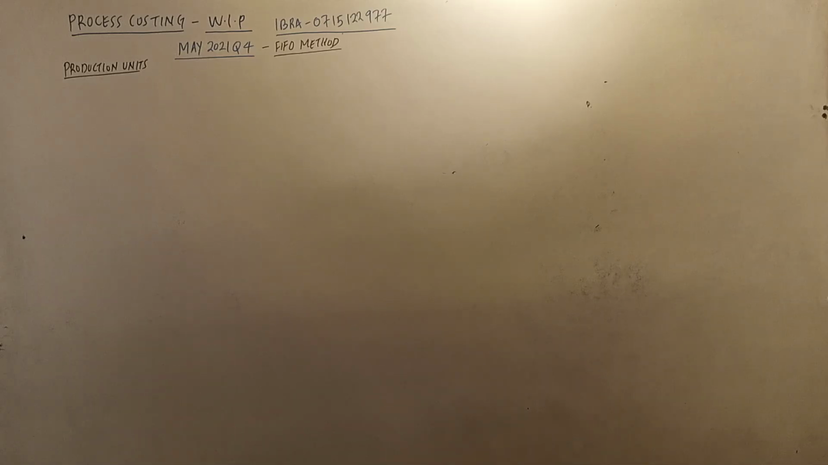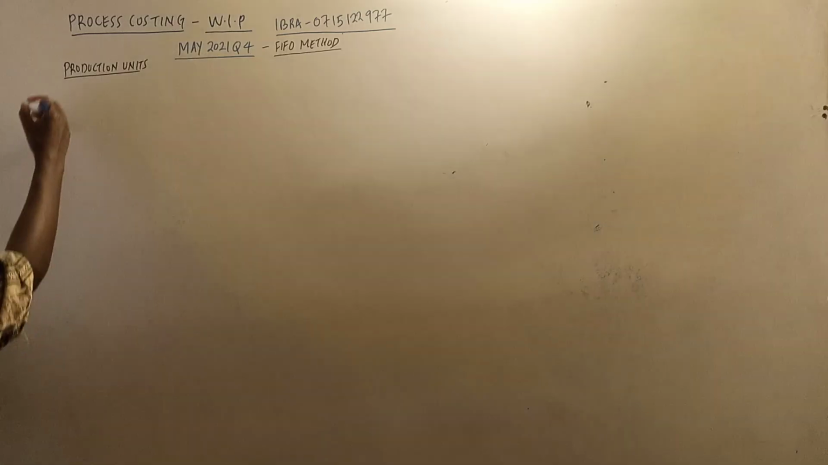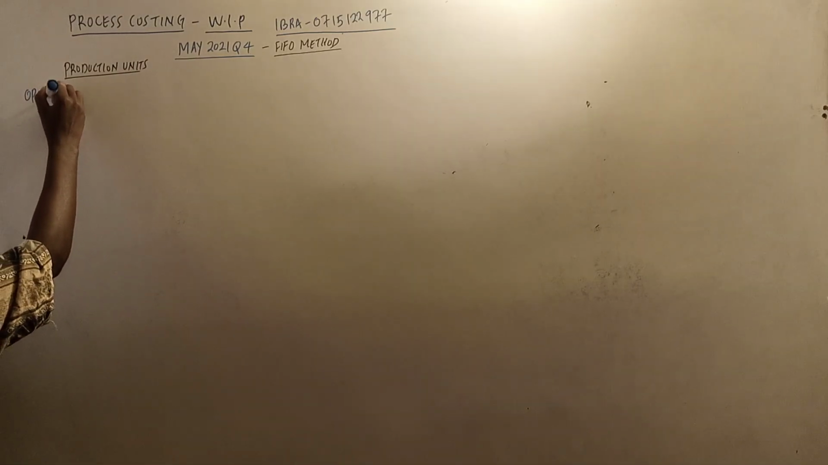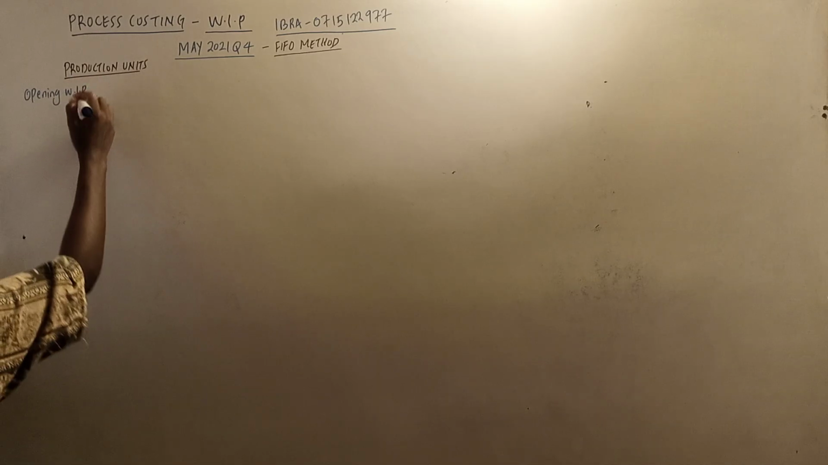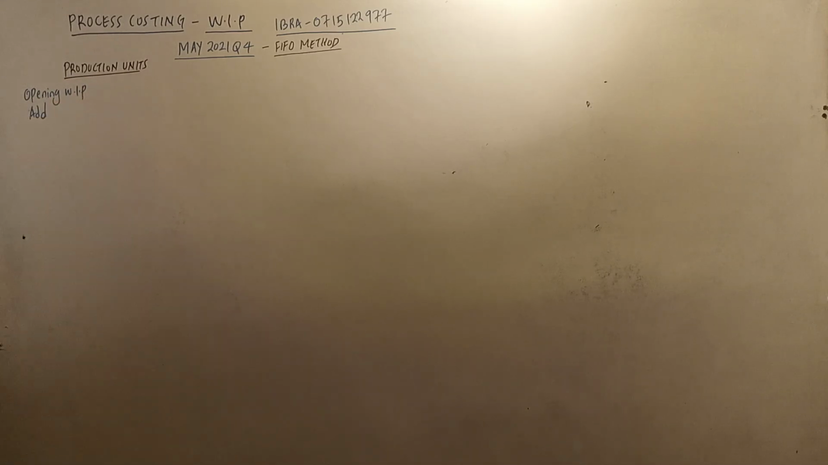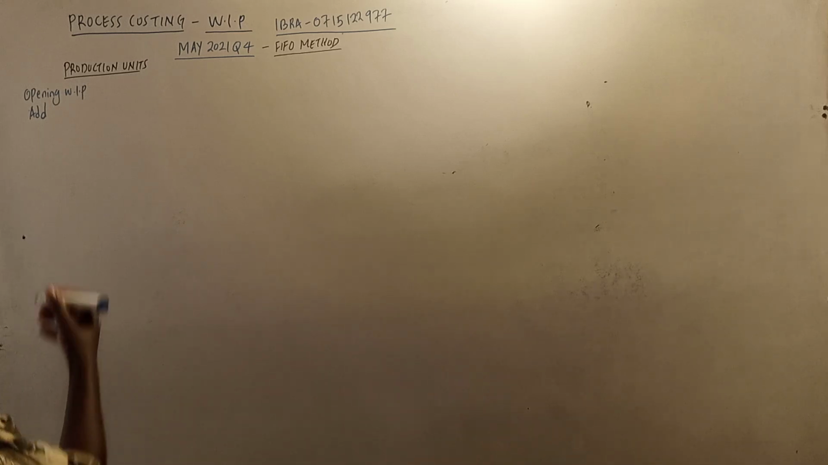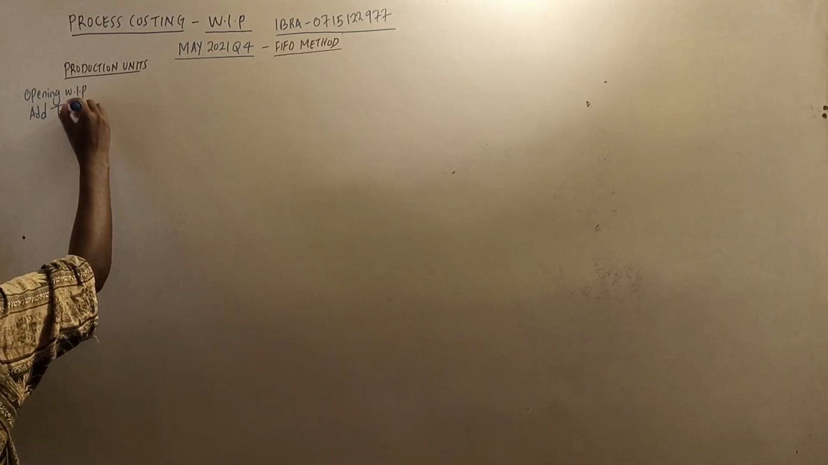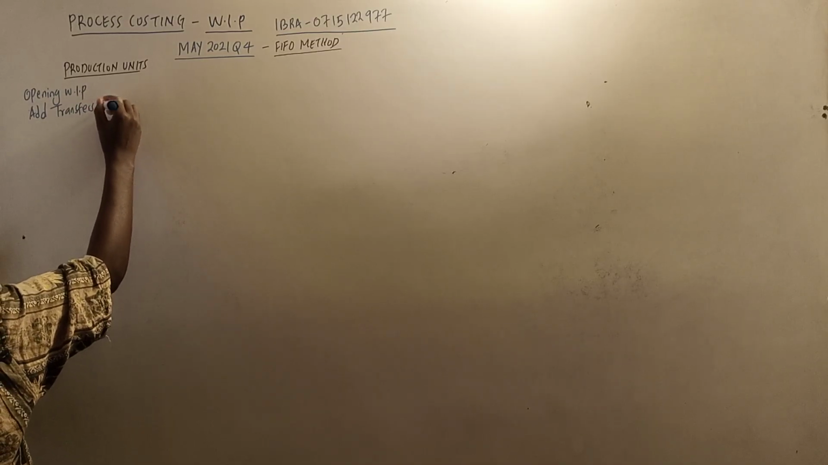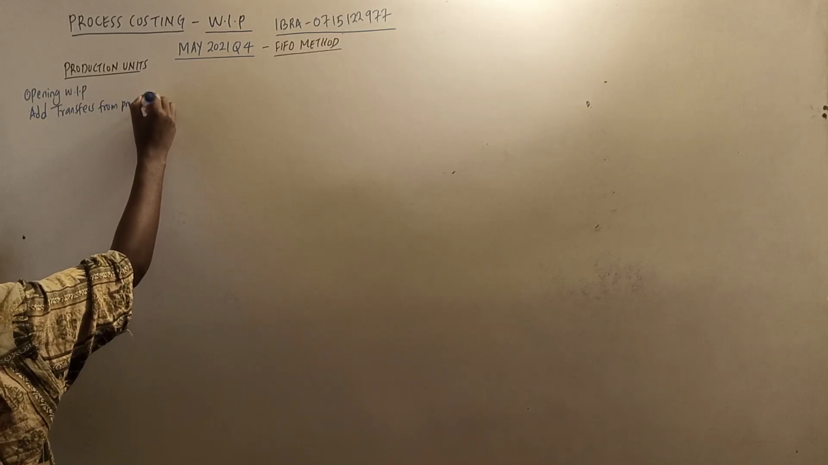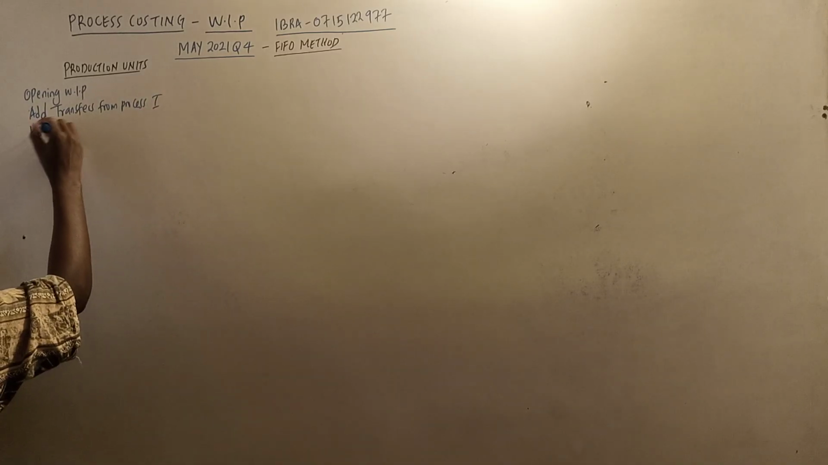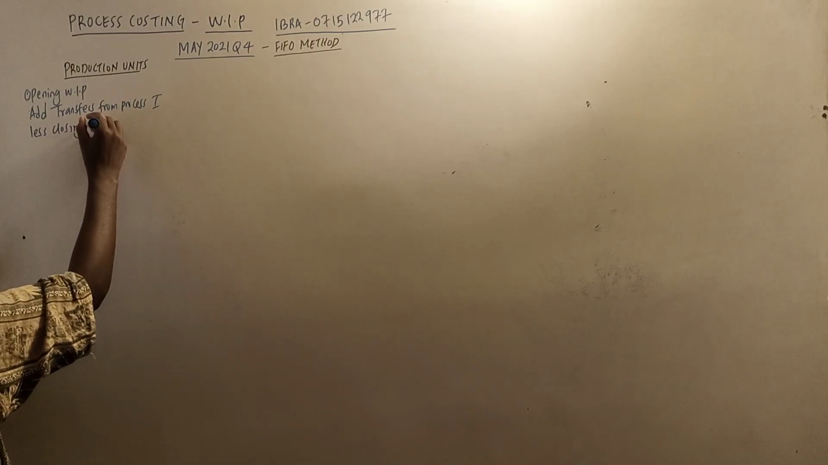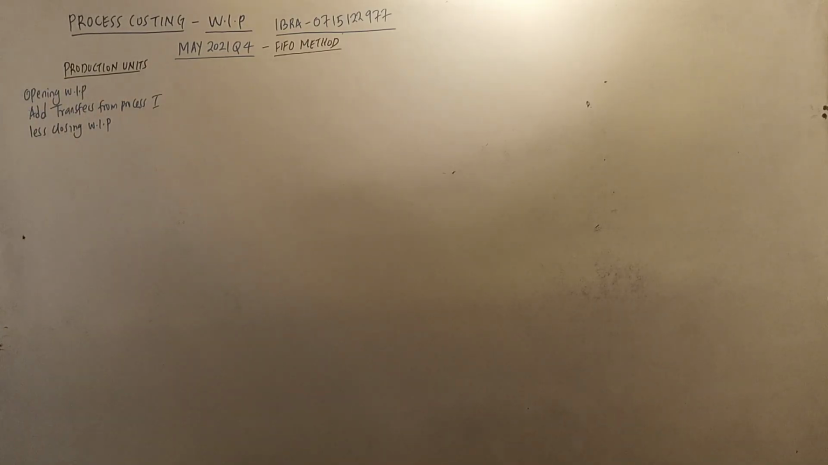Production units. So we start with the opening work in progress. Now we add, because we are preparing process 2, we add transfers from process 1. Then we less closing work in progress.